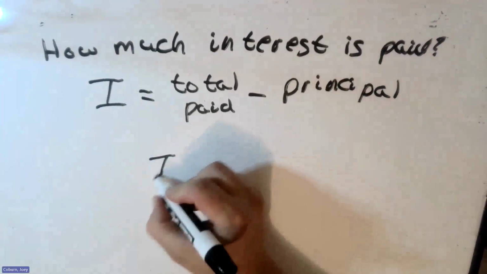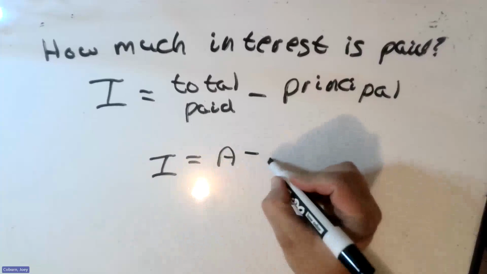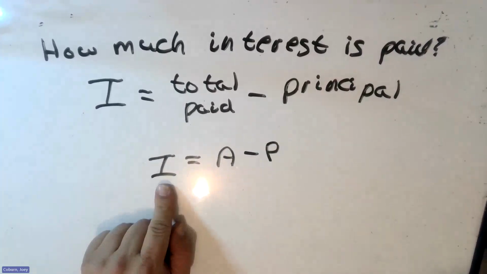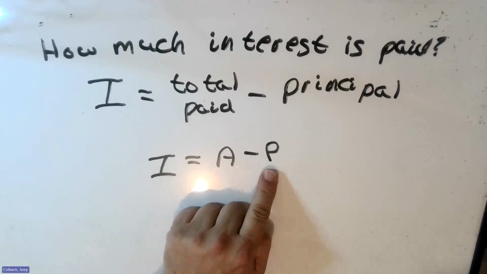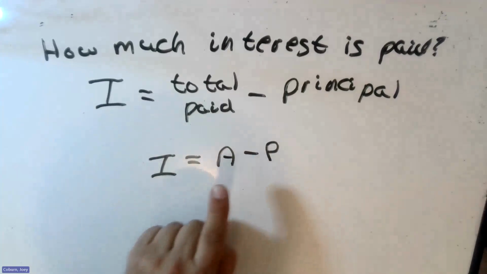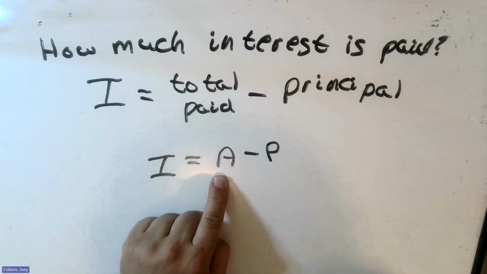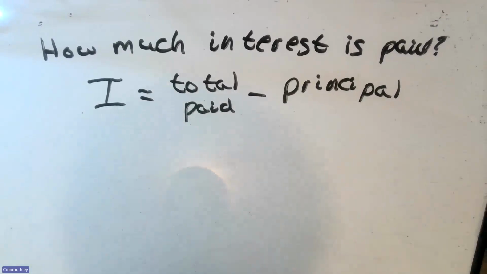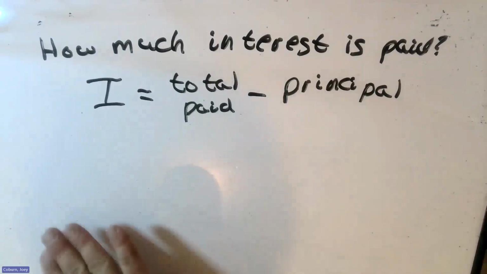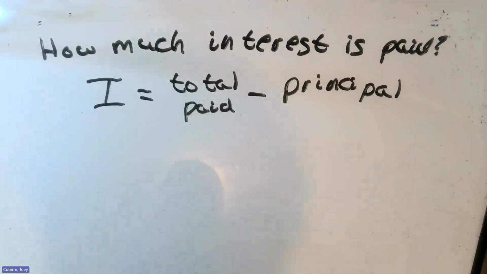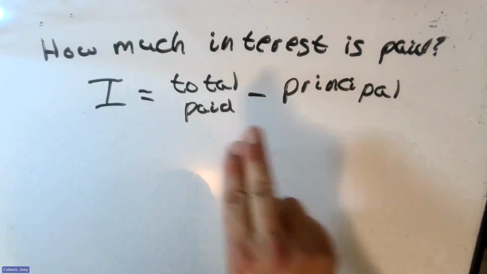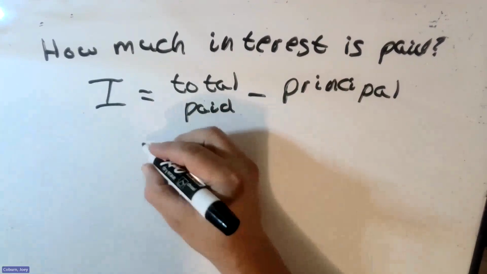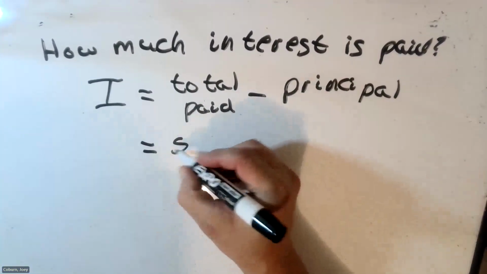I'm being careful here. The formula we saw before was I equals A minus P, where I is the interest, A was the total, and P is the principal. Unfortunately, we're using the letter A now to represent the principal. So let's not go with that. In the previous sections, go with the formula I equals A minus P. That's great for the previous sections. For this one, let's be a little more specific: the total paid minus the principal.